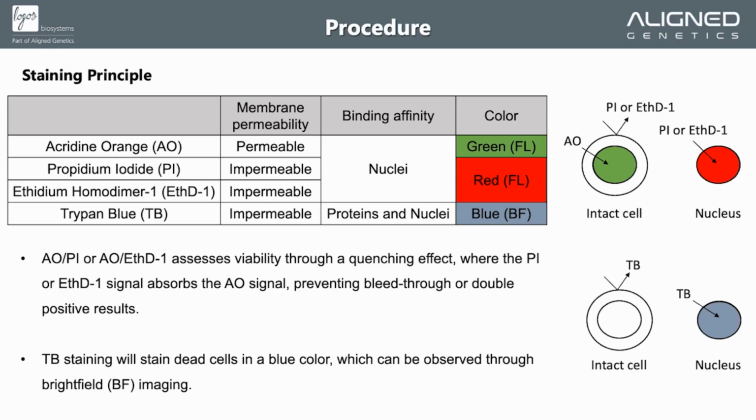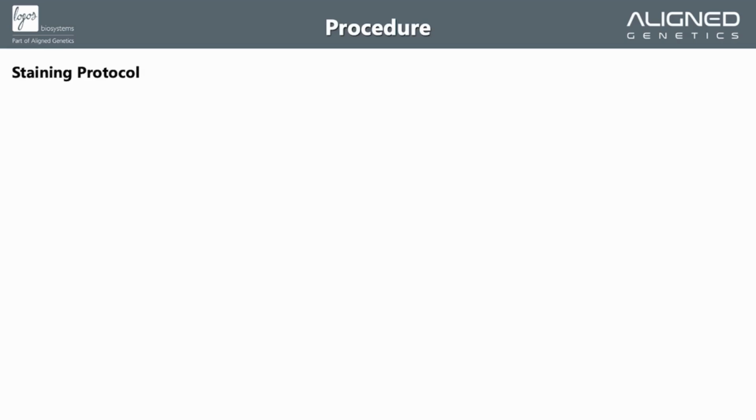And last, trypan blue. Trypan blue can bind to proteins and nuclei, and TB can stain dead cells or nuclei blue. This can be visualized under bright field microscopy.